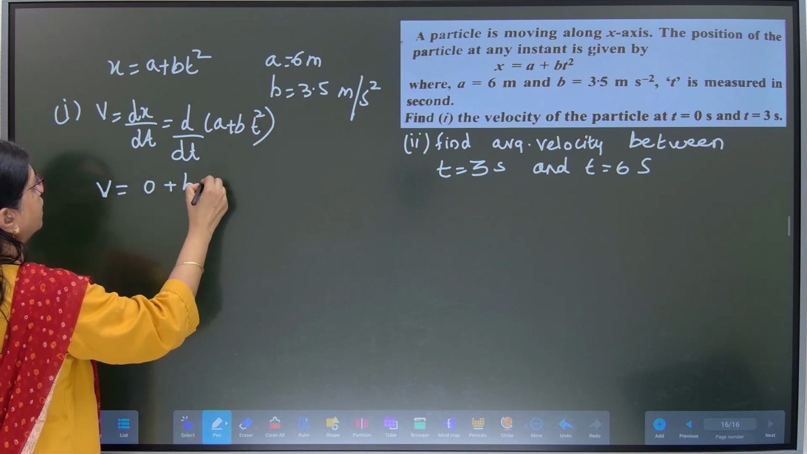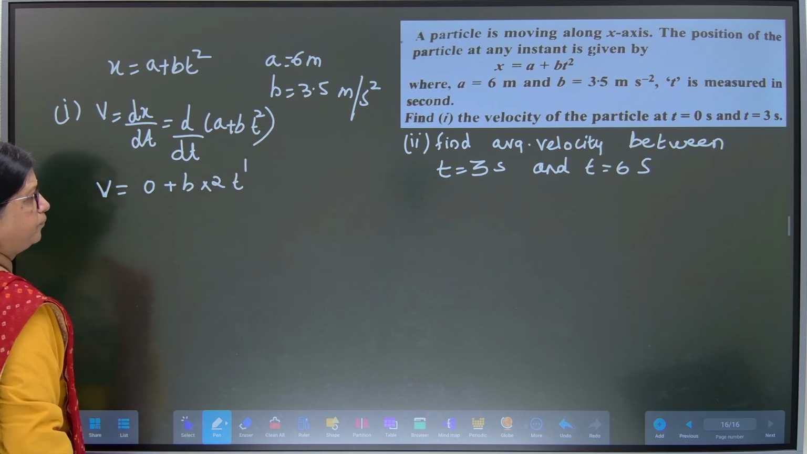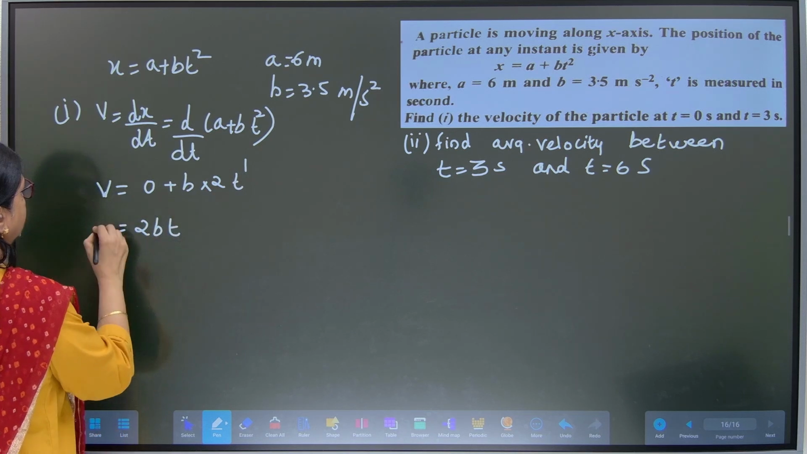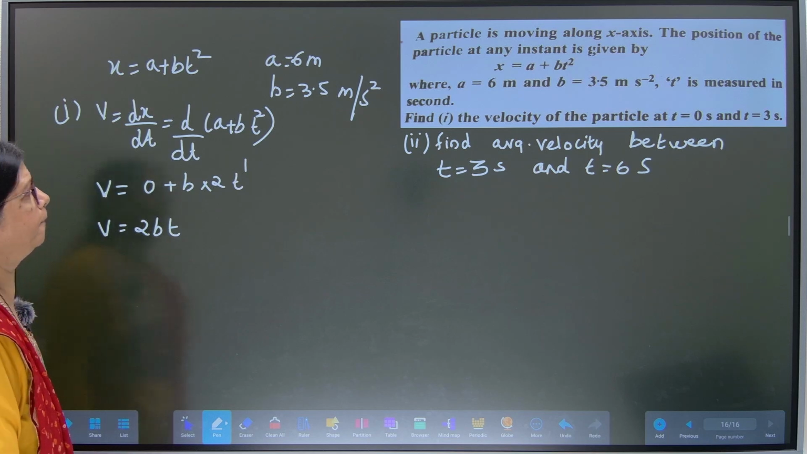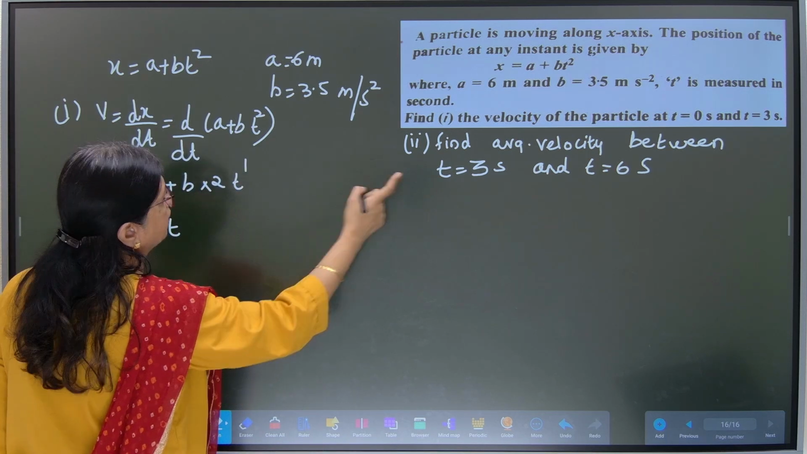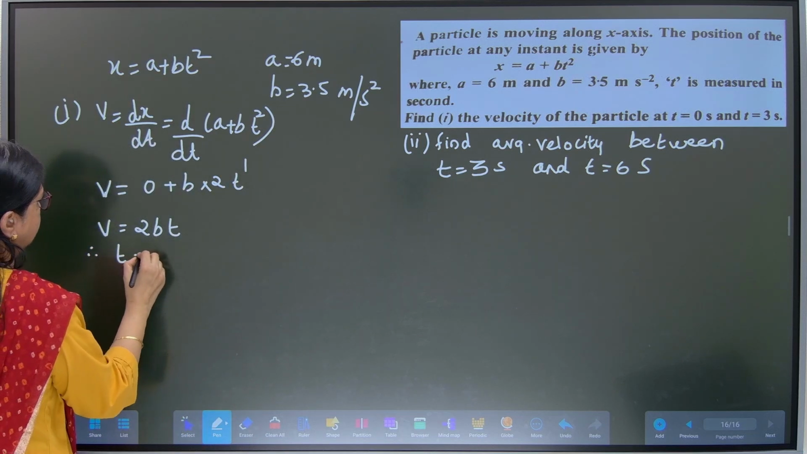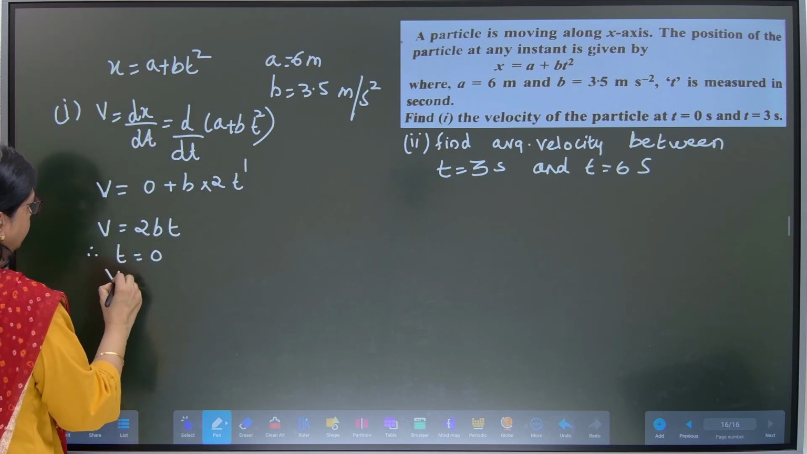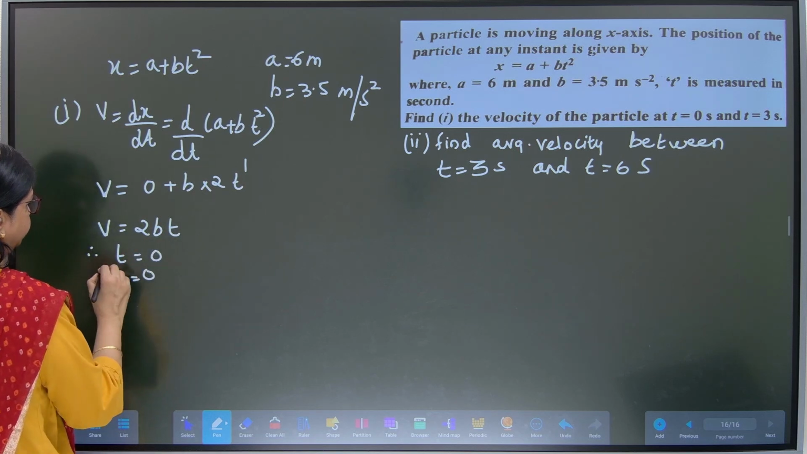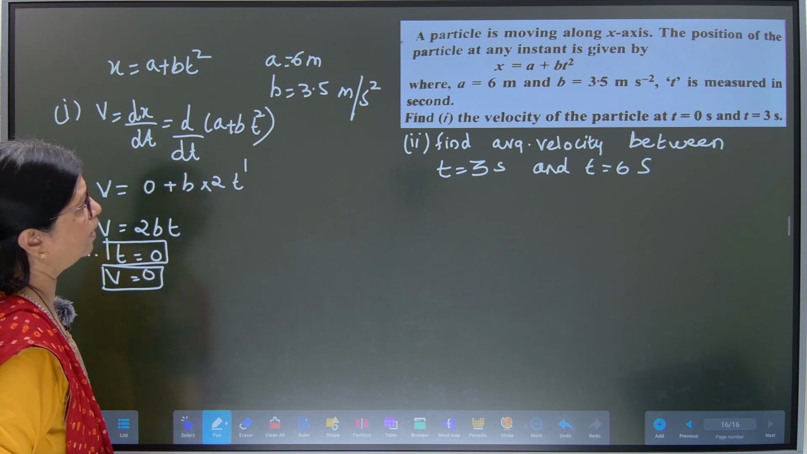Differentiation of 2t to the power t minus 1 gives 2bt. Fine. So what is my answer? 2bt is the velocity. Let me substitute now. Time t is equal to 0. Therefore, at t is equal to 0, v is equal to 2b into 0, which is 0. Agreed?